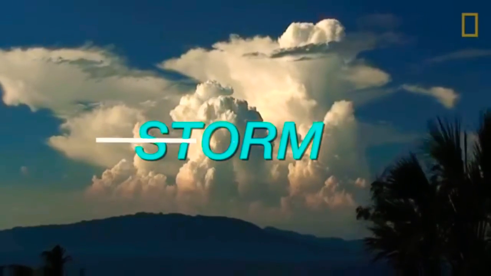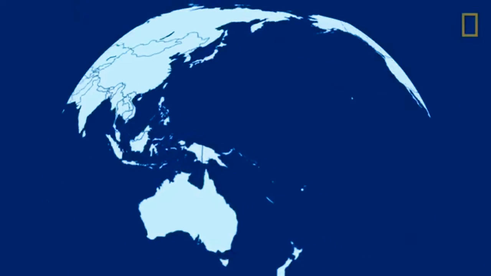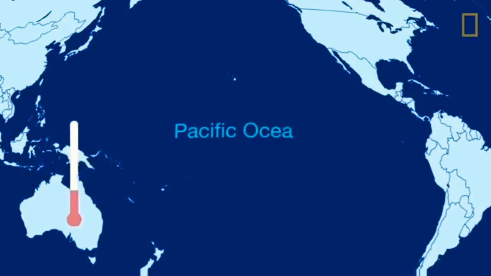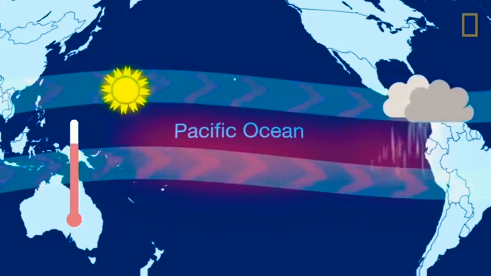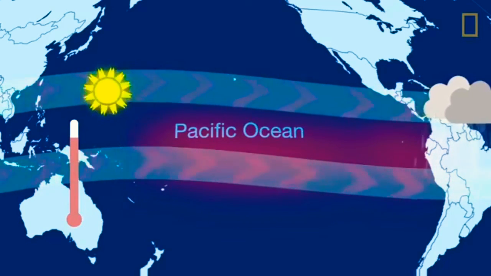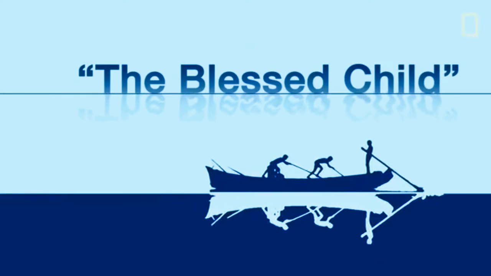El Niño is not a storm, but rather a weather phenomenon in the Pacific Ocean. During an El Niño, the surface water temperature warms up, leading to complex weather patterns. South American fishermen in the 19th century, describing warmer waters during Christmas time, coined the name El Niño, Spanish for the Blessed Child.